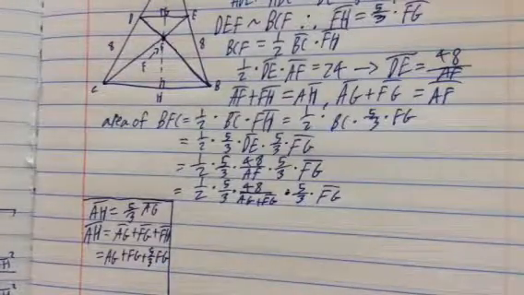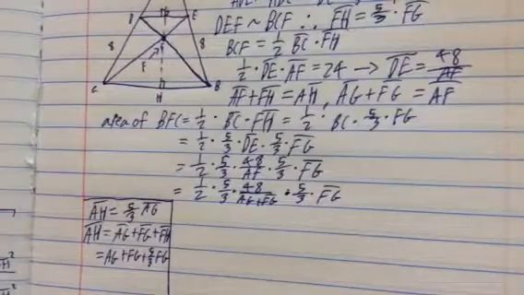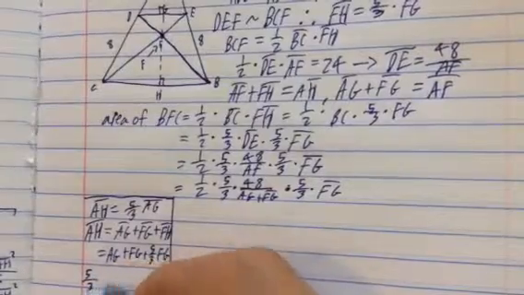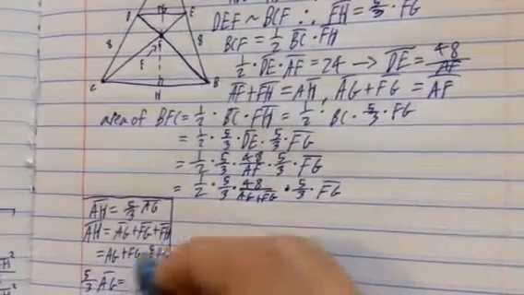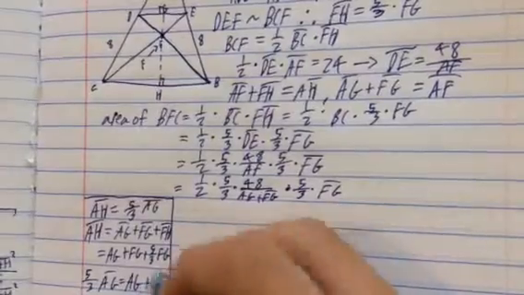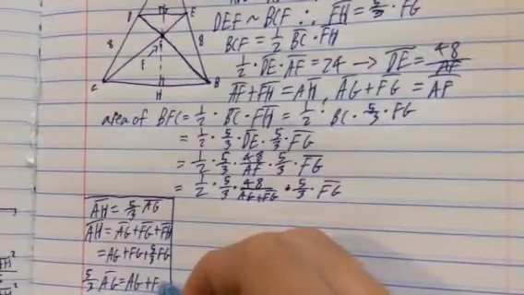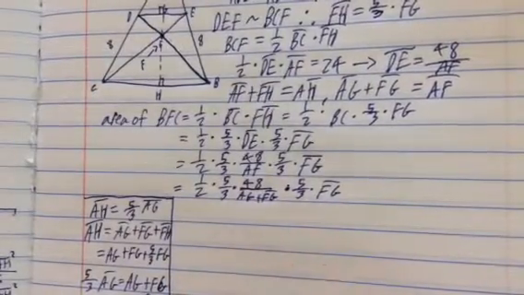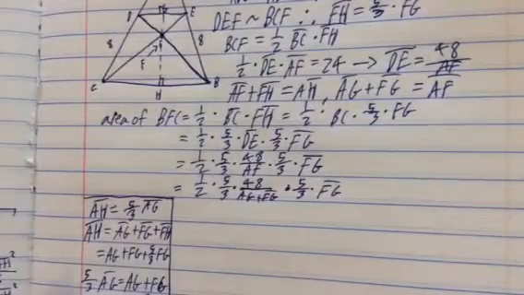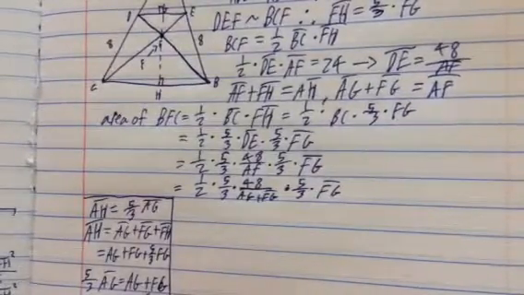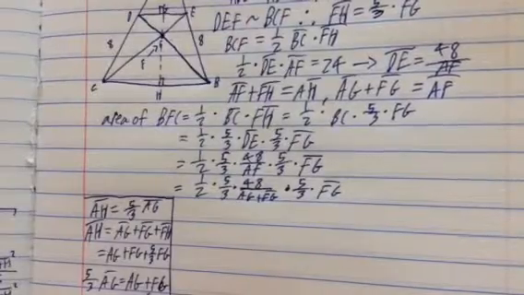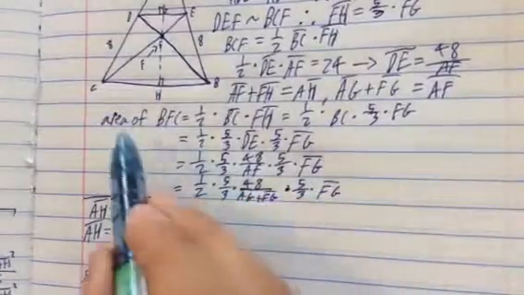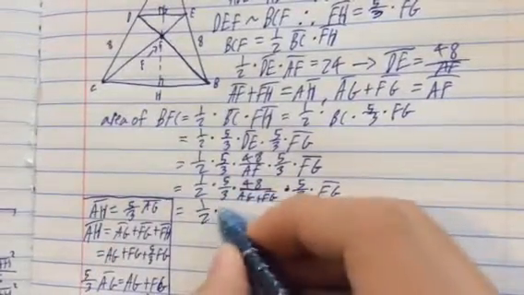Now, what we do now is just equate. So, on the one side we have that 5/3 times AG is equal to AG plus FG plus 5/3 times FG. And now we just do some little cross multiplying, and I'm just going to skip that part, and what we're going to get is that AG is equal to 4FG. And that's beautiful!